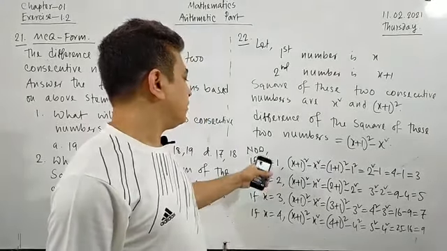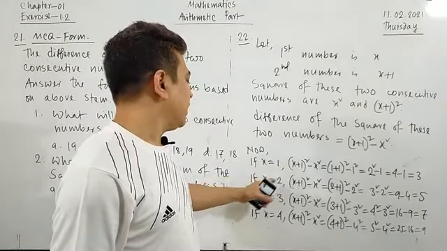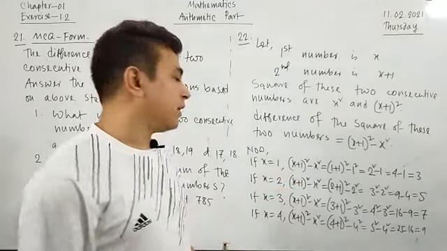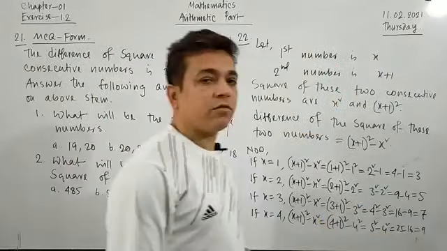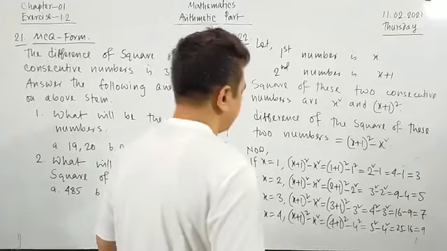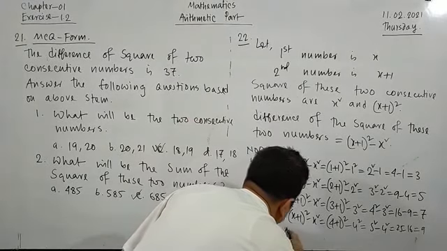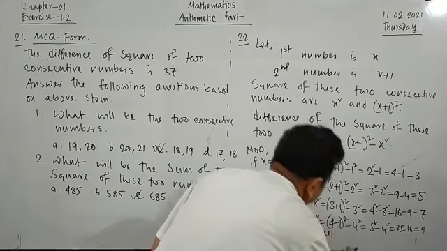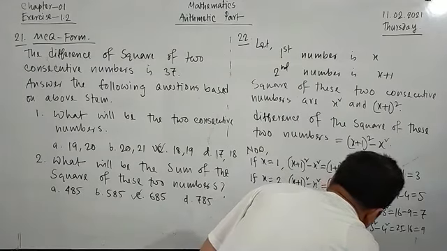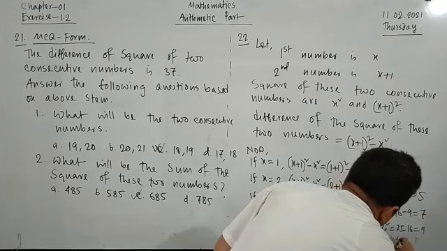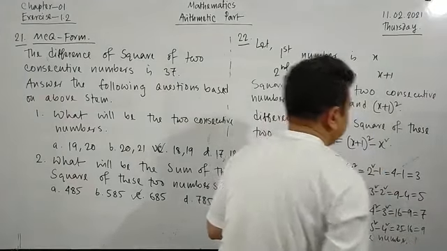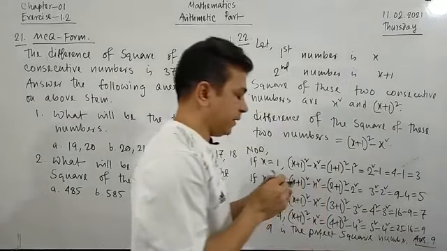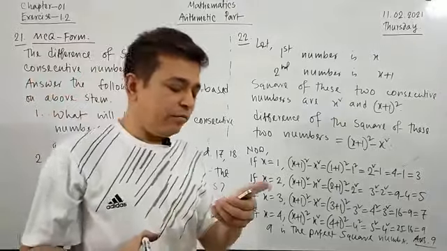So first we are just considering x equals 1, x equals 2, x equals 3, x equals 4, and after 4 steps we are getting our required number. So 9 is the perfect square number. So the answer is 9. Okay, do you understand, all of you?